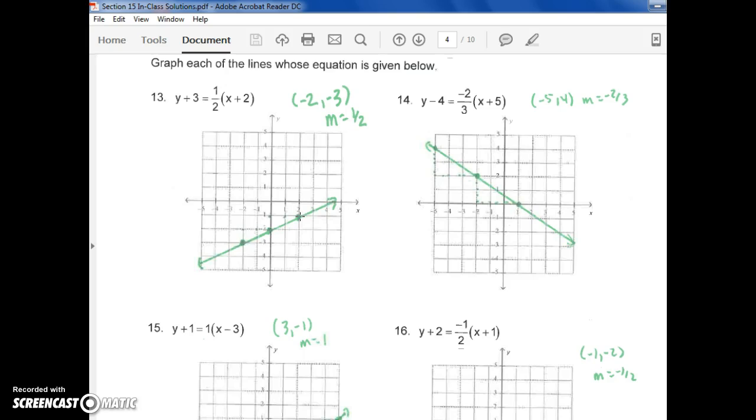Now in some cases it may be easier for us to distribute and solve for y, to get y by itself and graph it that way. But in a case like number 14, that would probably be a really terrible choice. We'd have -2/3 times 5. That's going to give us -10/3. Then we're going to have to add 4 to both sides. We're going to get a fractional answer for that. 2/3 will be our y-intercept. And then how do we use this slope of -2/3? I mean, if we're estimating where this y-intercept is, then all the other points here are probably not going to be as accurate. So we want to be extremely careful with this, and using point slope is a pretty nice way to actually just go ahead and graph.